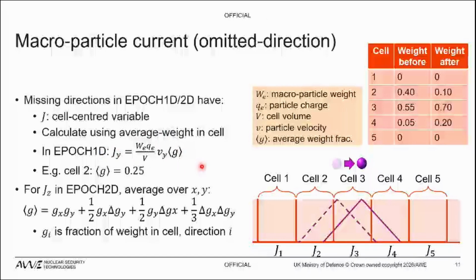The only complicated part is when we do JZ in an EPOCH 2D code, because we need to average that weight fraction with simultaneous movement in the X and the Y directions, which produces an equation which looks like that for your average weight in the cell.